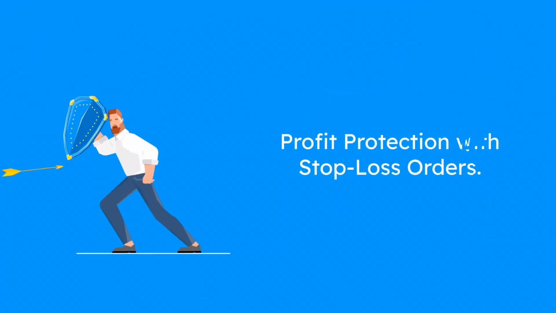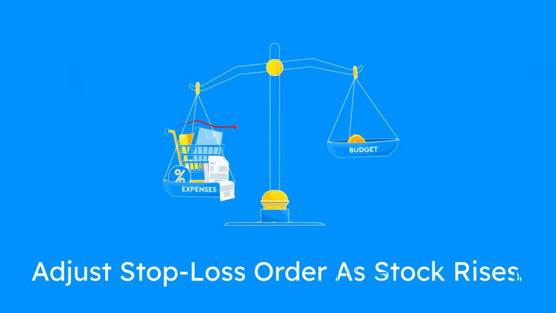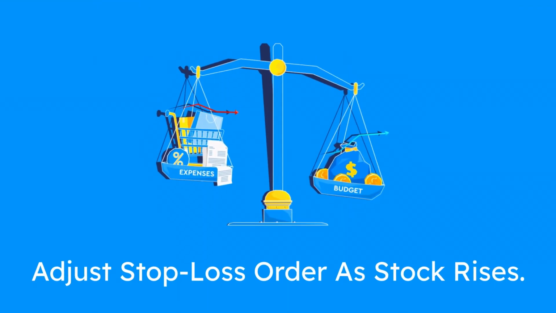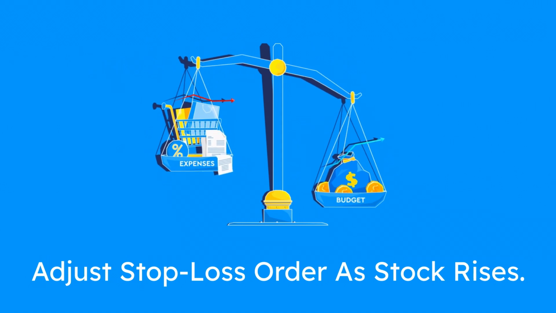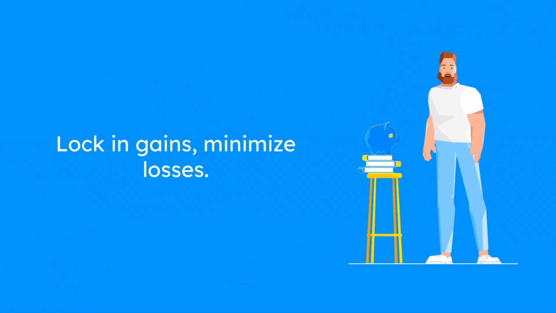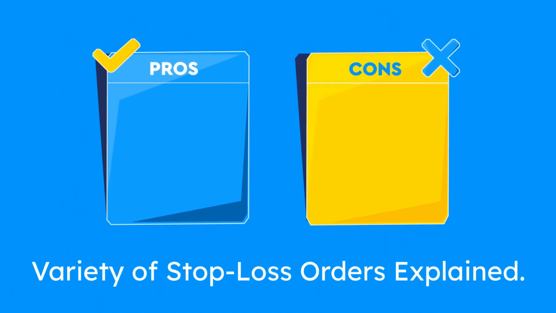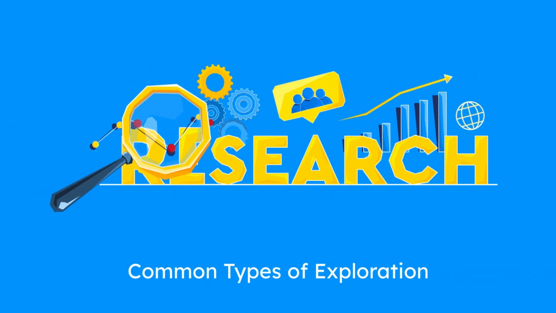Stop-loss orders can also be used to protect profits. For instance, if the stock price rises to $60, you might move your stop-loss order up to $55. This way, if the stock price drops, you can lock in some of your gains while limiting potential losses. There are several types of stop-loss orders, each with its own advantages and disadvantages. Let's explore the most common ones.